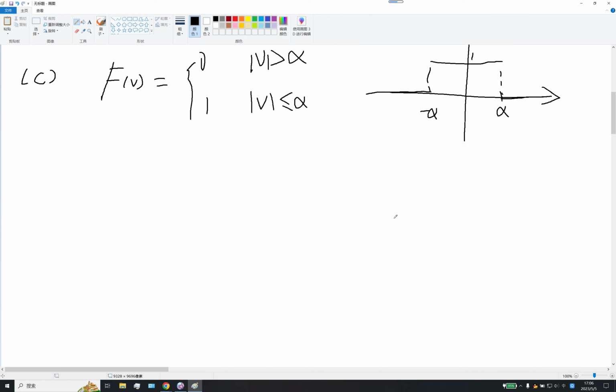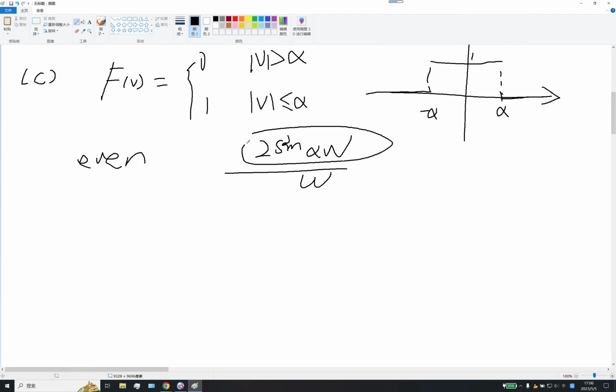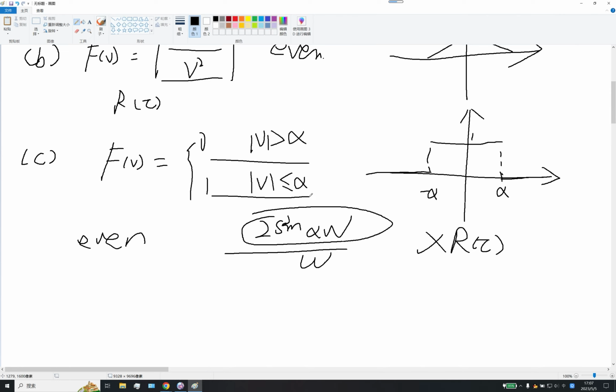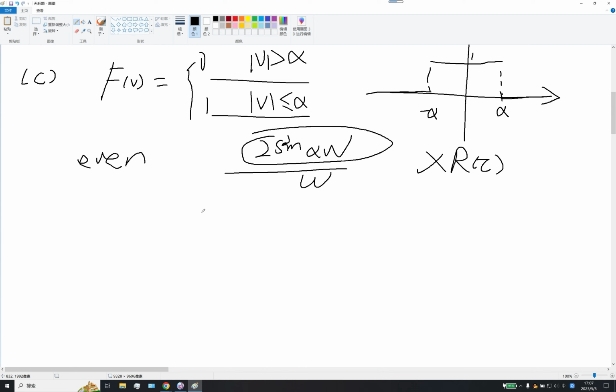So we know that this function is even, but the Fourier transform of this is 2 sine alpha omega over omega. So we know that it is not a non-negative function because sine alpha omega can be negative or positive. Because its Fourier transform is not non-negative, it cannot be an autocorrelation function. And we look at the function itself, because it is always non-negative, so it can be a spectral density function.